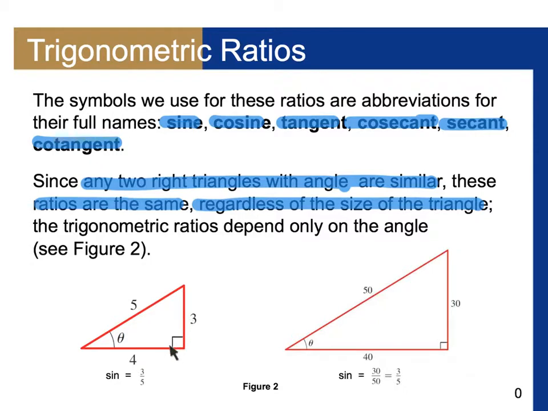In this case, it's times 10. Okay, but notice when we do that, the sine is still going to be the same. Sine is opposite over hypotenuse, so it'll be 3 over 5, which is 3/5. Or in this case, it's 30 over 50, which is also 3/5. So it doesn't matter how big the triangle is. The triangle could also be smaller too, as long as it's a right triangle.